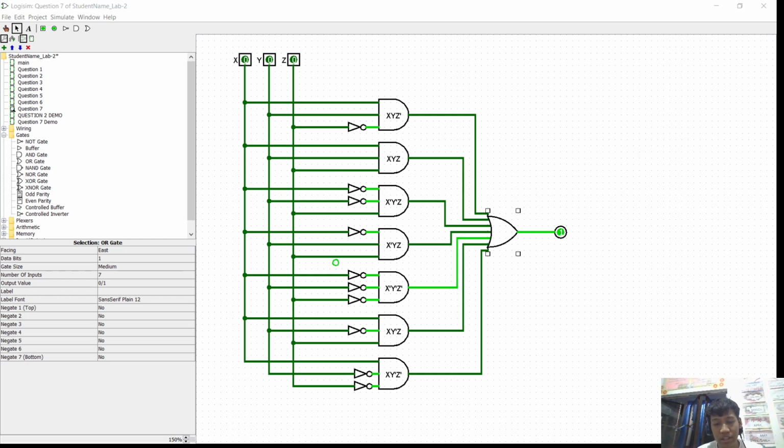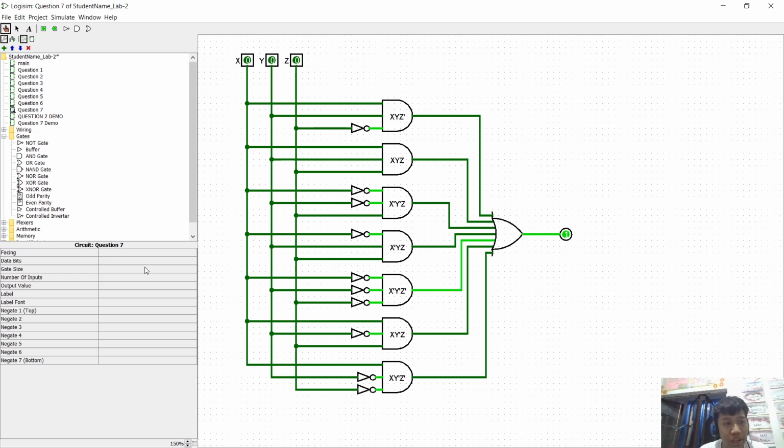And last but not least, we will have to analyze the circuit. To analyze this circuit, we will have to right click and then analyze the circuit. And from here, we can see the table for question 7. This is the truth table.